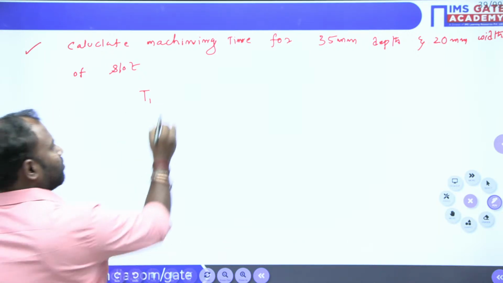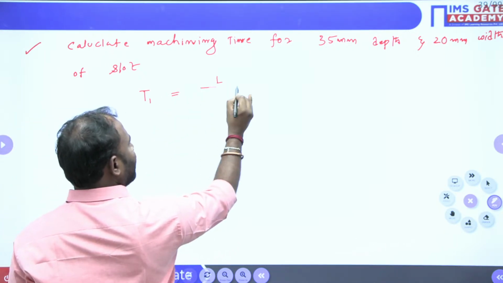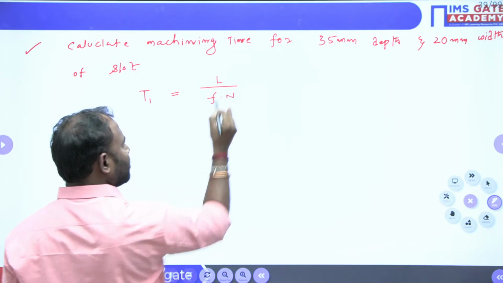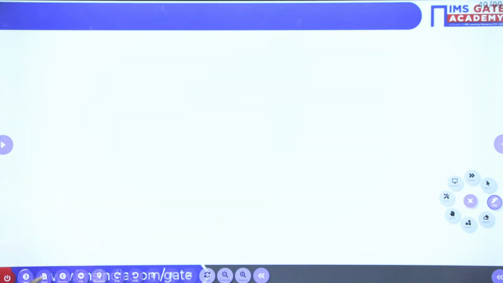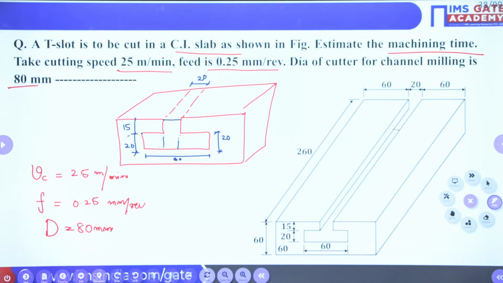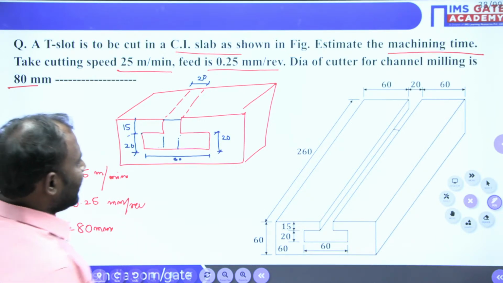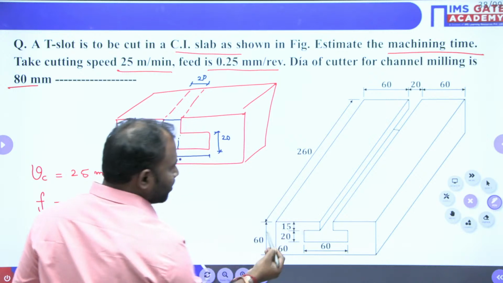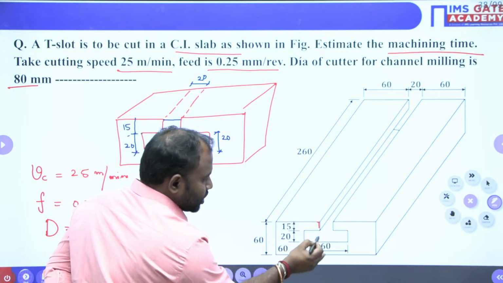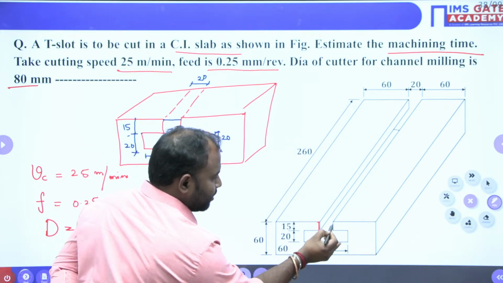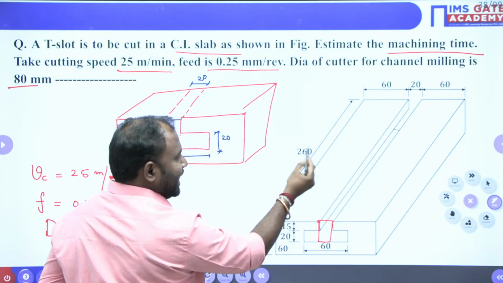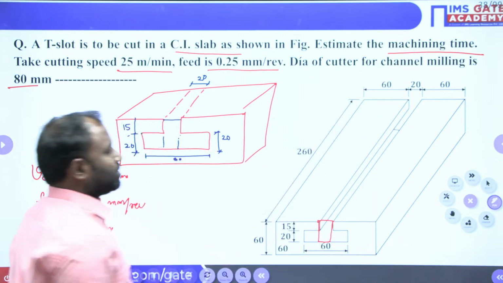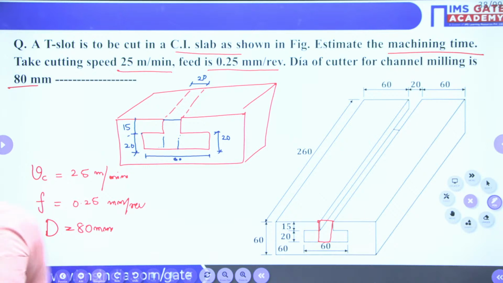Now, T1 is equal to L by Fm. Right. Now, here what is L? Here L is equal to the length of the job. So, this slot of 35 mm depth and 20 mm width in a 260 mm length we have to produce. Yes, guys. Clear, everybody?